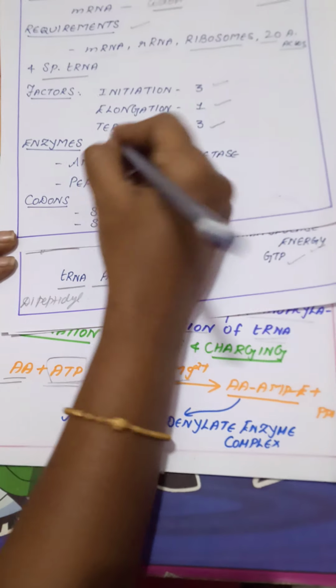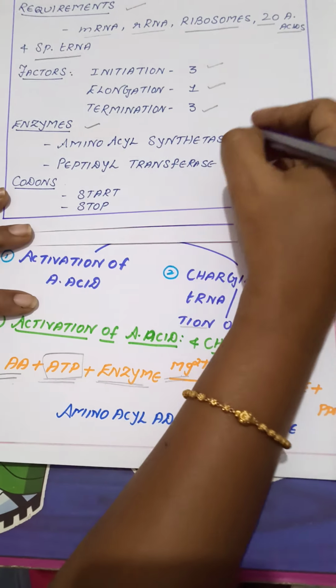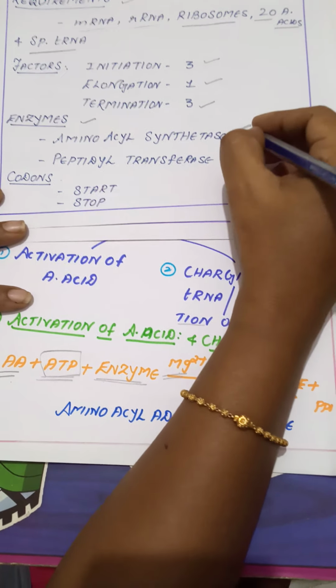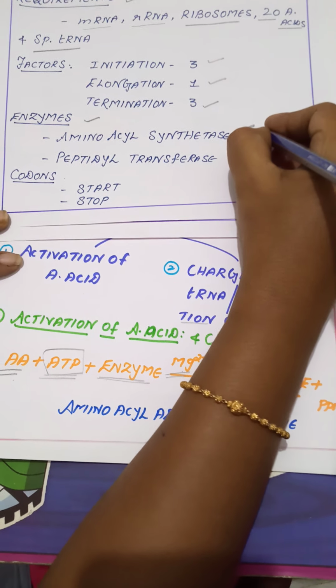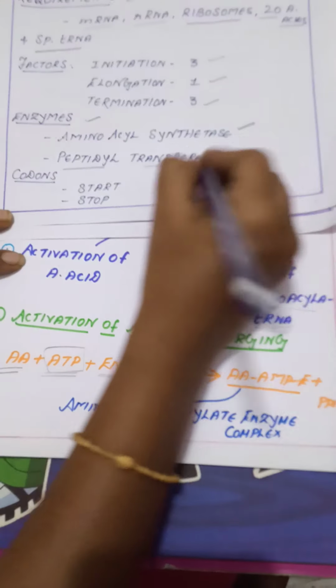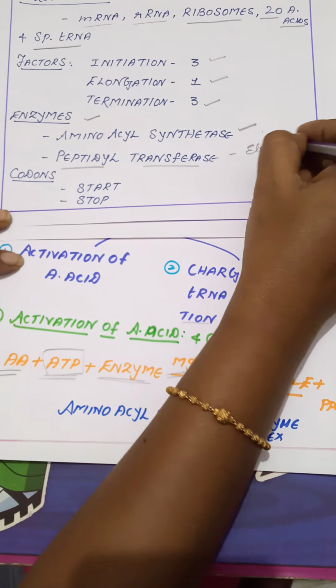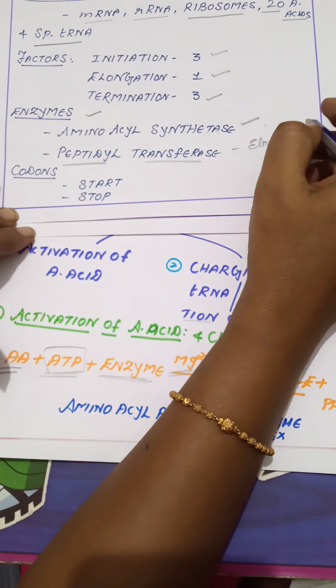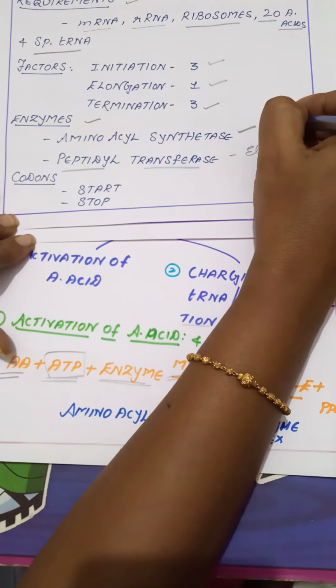Okay, enzymes. What enzymes are required for translation? Aminoacyl synthetase. This aminoacyl synthetase helps in the activation of amino acid before the translation process starts. Peptidyl transferase enzyme helps in the elongation process. Peptidyl transferase enzyme helps in the binding of the peptide bond between the A site and the P site.